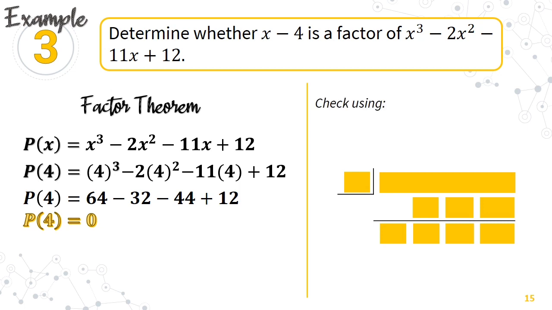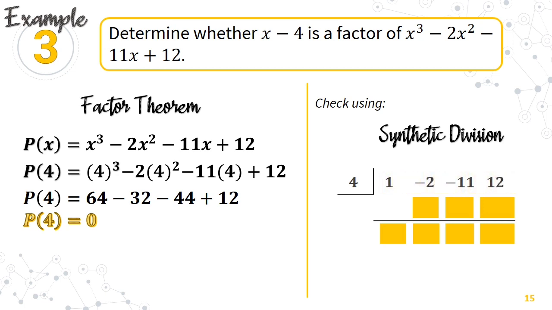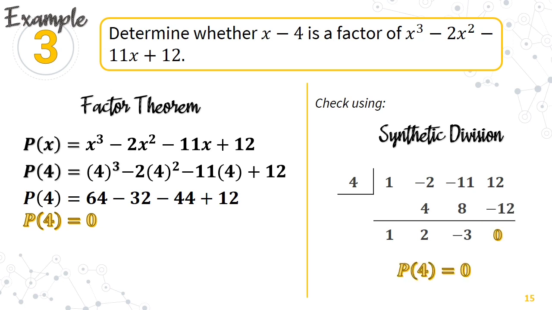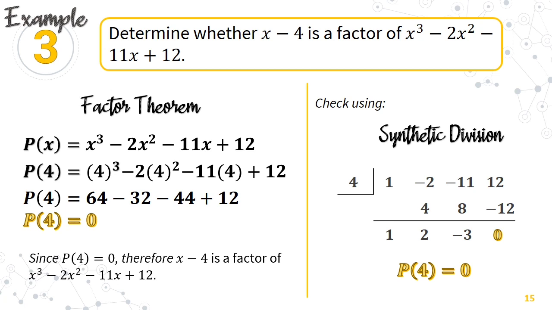Further checking our answer, we can use synthetic division. The value of c is equal to 4, and the numerical coefficients of the dividend are 1, negative 2, negative 11, and 12. And the synthetic division goes like this. And the remainder is equal to 0. So since p of 4 is equal to 0, we can now say that x minus 4 is a factor of x cubed minus 2x squared minus 11x plus 12.